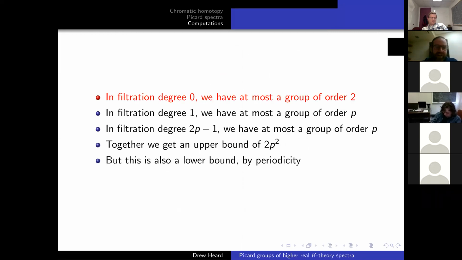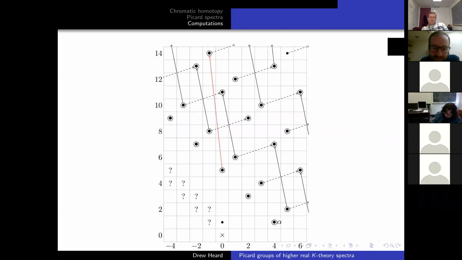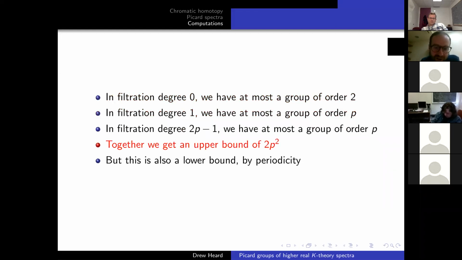but we can already see now. Okay, so in filtration degree 0, we have a group of order at most 2. Filtration degree 1, we have a group of order P, and in filtration degree 2P minus 1, we have a group of order at most P. So this was a Z mod 2, Z mod P, and this was also at most a Z mod P. If you put those together, you get an upper bound on the Picard group of a cyclic group of order 2P squared.